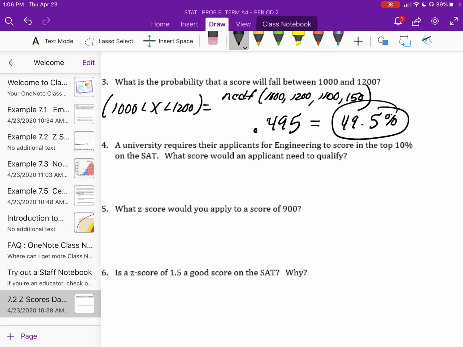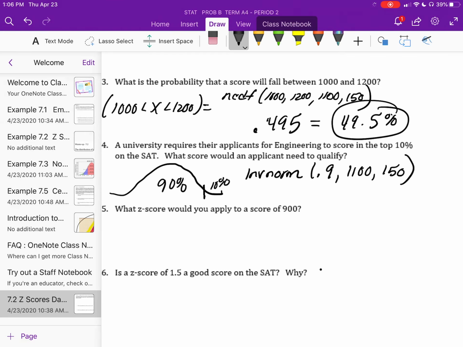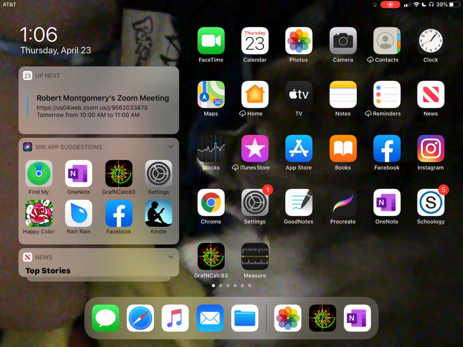Right. So we're going to review a couple other things. University requires applicants to score in the top 10% on the SAT. What score would they need to qualify? To score in the top 10%, you would have to score in the 90th percentile, or score better than 90% of people in the country. So we're going to use the 90% in the inverse normal function. We put in 0.9, and then our mean and our standard deviation. That's going to give us the score you need to be in the top 10%.